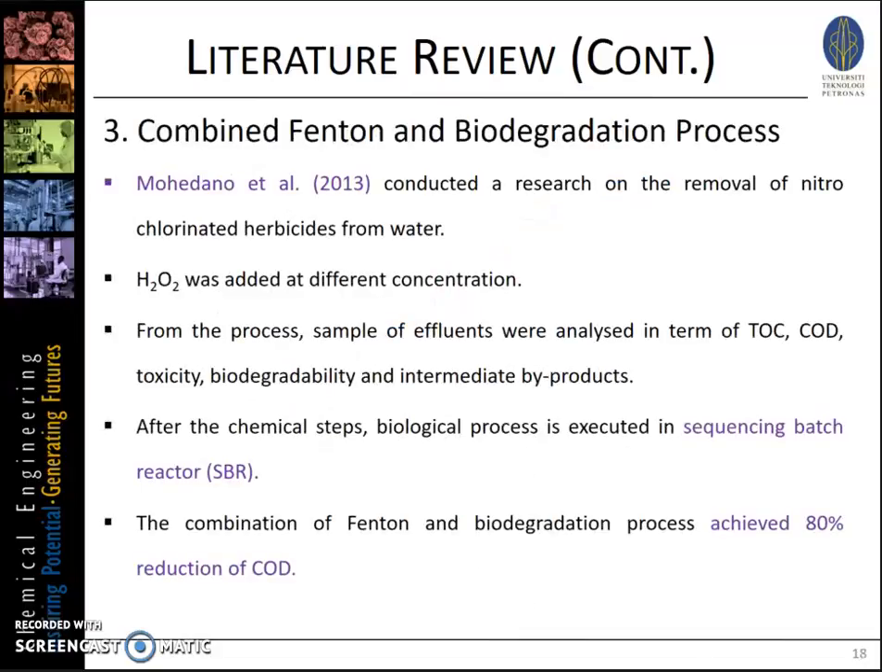The third method will be combining Fenton and biodegradation processes. According to Mohidano et al. 2013, he conducted research on the removal of nitrochloride herbicides from water, and hydrogen peroxide was added at different concentrations. From the process, samples of effluents were analyzed in terms of TOC, COD, toxicity, biodegradability, and intermediate byproducts. After the chemical steps, a biological process is executed in a sequencing batch reactor or SBR, and the combined method of Fenton and biodegradation achieved 80% reduction of chemical oxygen demand or COD.